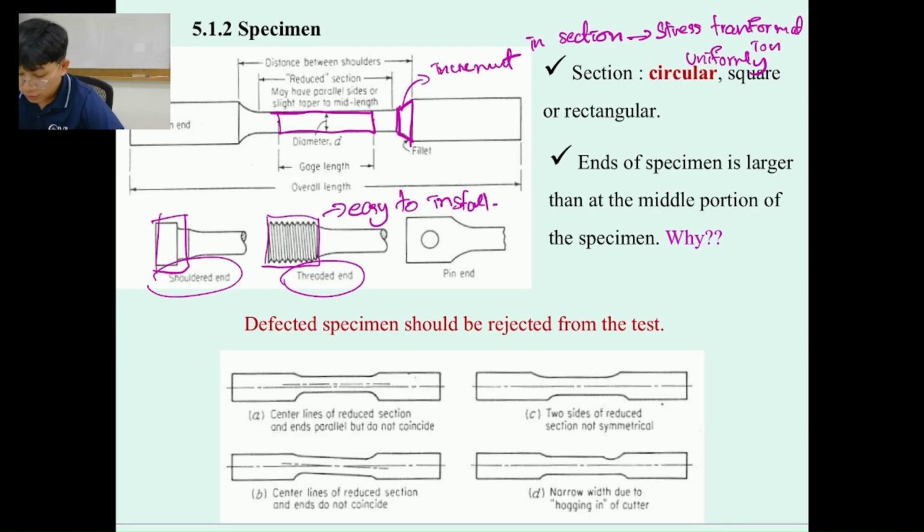Okay, if you produce the sample with a similar size, sometimes it is going to fail at the gripping point over here or at the end of the sample over here. So we don't want that to happen. We want it to fail at the middle of the specimen. So that's why we increase the section at the end.